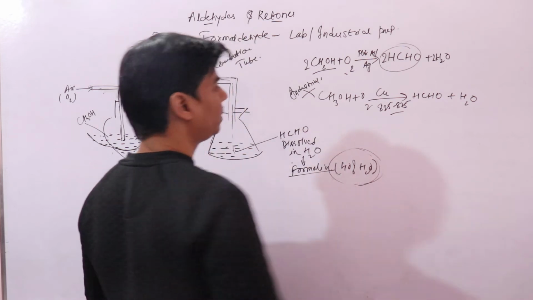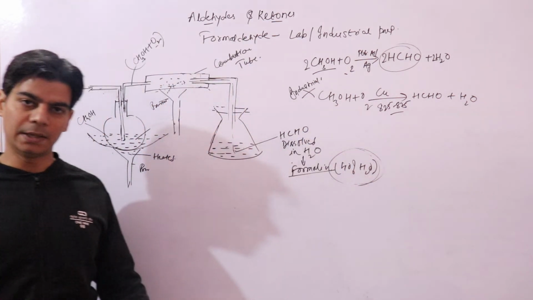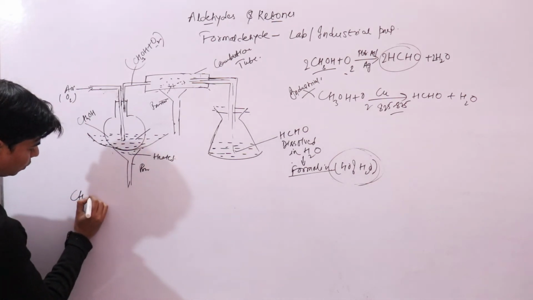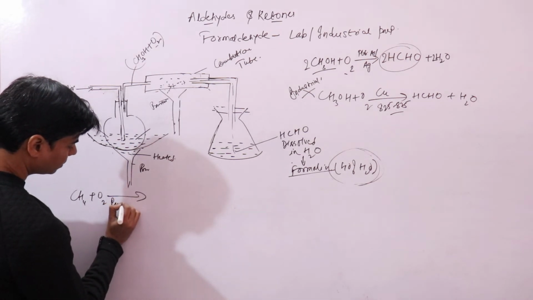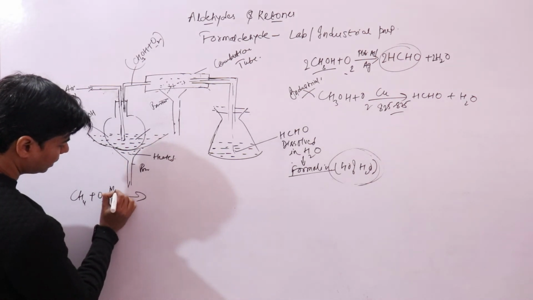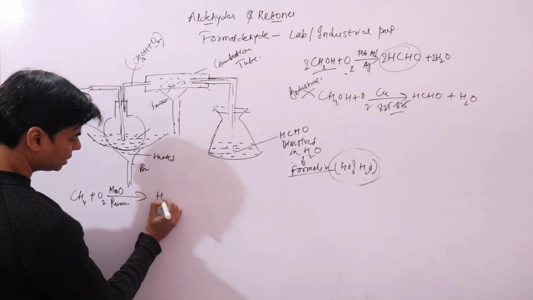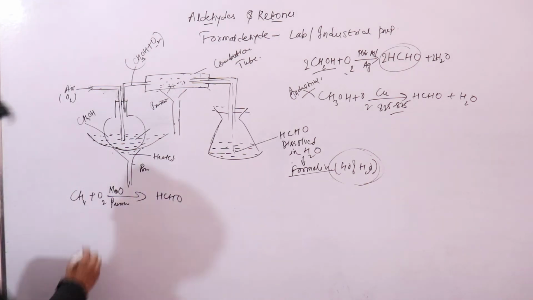There is another way to prepare formaldehyde, by controlled oxidation of methane. Just remember the equation for this. You take CH4 plus oxygen under pressure, and your catalyst is molybdenum oxide, you get HCHO by controlled oxidation of methane.